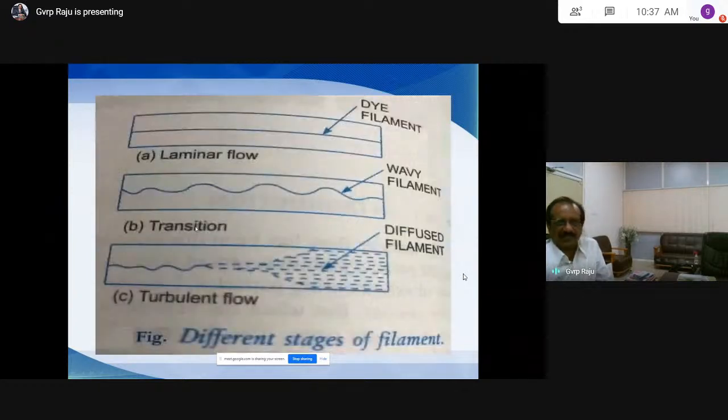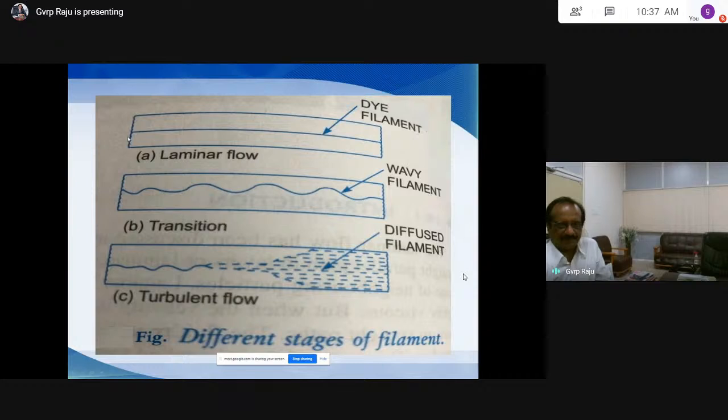So this is the figure. So this is the movement of dye here. So if you see here, this is straight. This is straight. So that means when the fluid velocity was very low and when it is flowing through a small diameter pipe, what exactly happens here?